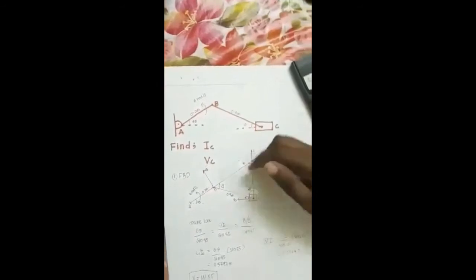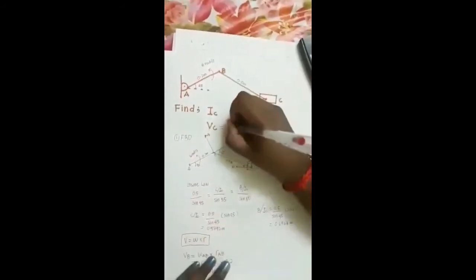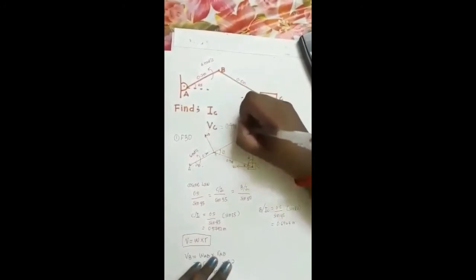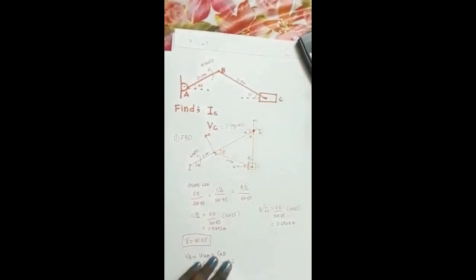The answer is 0.998 meter per second. So we have found out the VC, and the velocity of VC is 0.998, and this is the point of IC. That's all.